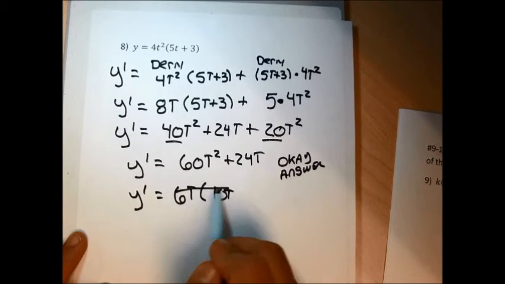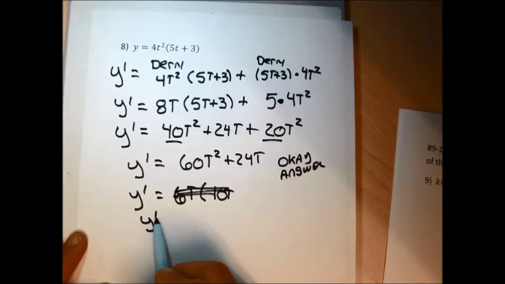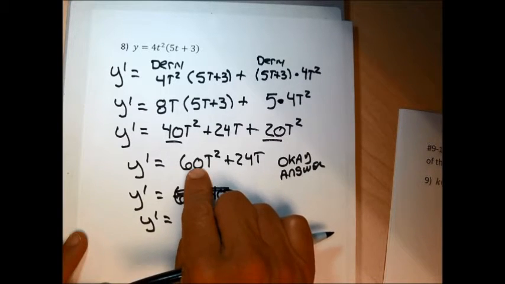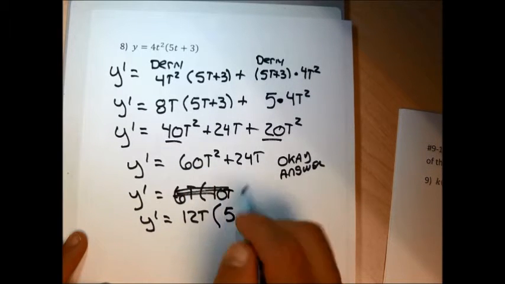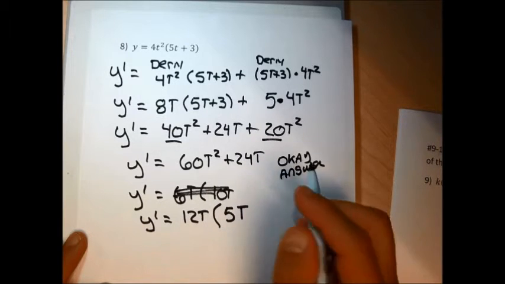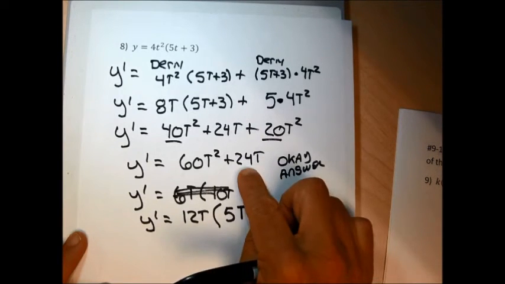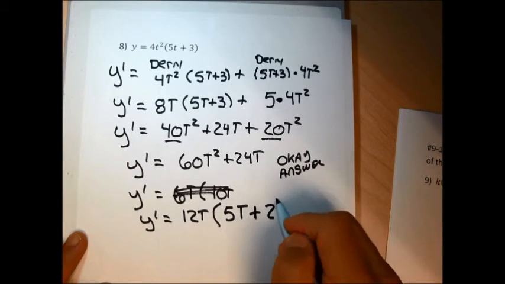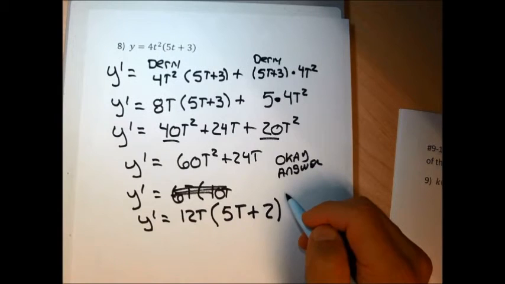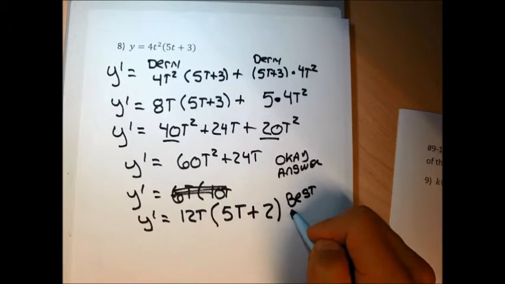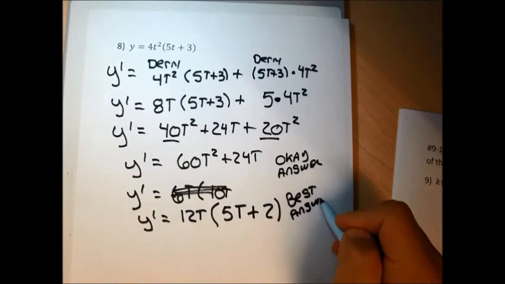Let me do better. I'm going to factor out a 12t because both the numbers, 60 and 24, are divisible by 12. If I factor out a 12t, 60 divided by 12 is 5. I had 2 t's, I took 1 t away, I'm left with a t. Bring down my plus sign, 24 divided by 12 is 2. I had a t, I factored it out, I don't leave myself with a t. This would be the best answer. So pulling out common factors is something we consistently did, and it couldn't hurt to do.